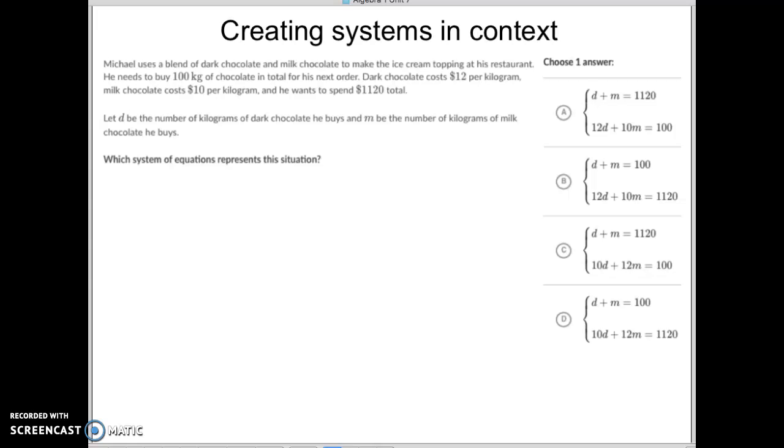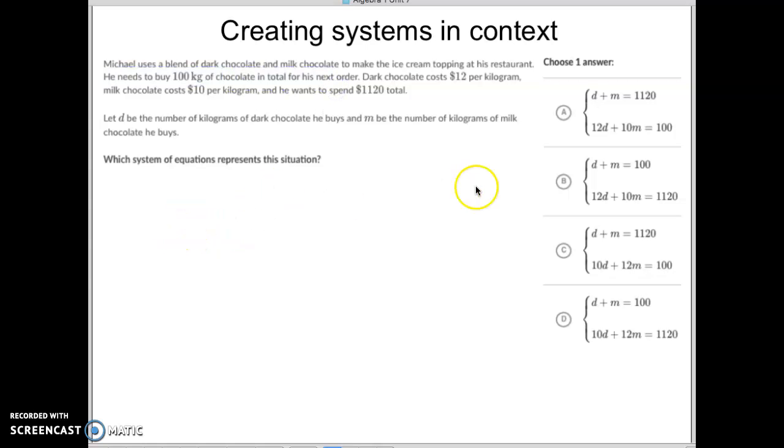All right, on this one, you're going to want to listen closely and really think about this one. Okay, Michael uses a blend of dark chocolate and milk chocolate to make ice cream for his topping at his restaurant. He needs to buy 100 kilograms of chocolate in total.